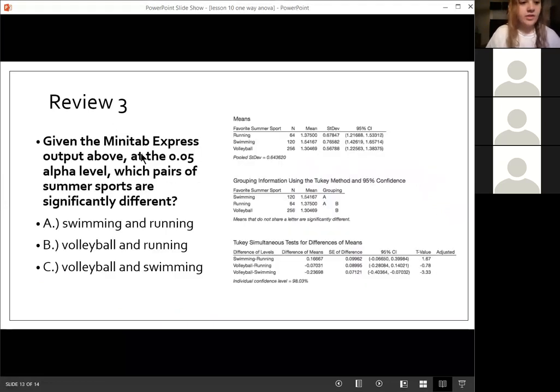All right, so for a third one, we have that given the Minitab output above at the 0.05 alpha level, which pairs of summer sports are significantly different, just based upon this output. So look over these and let me know what you think.